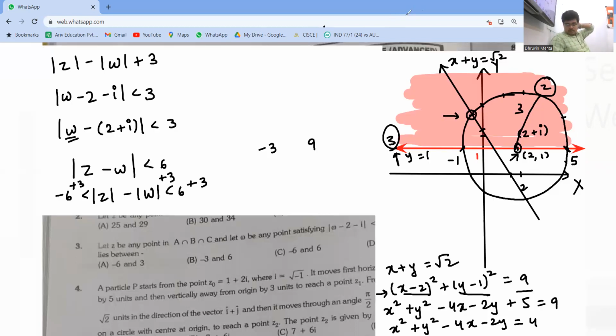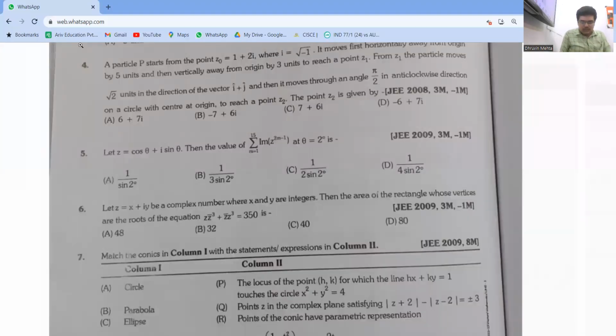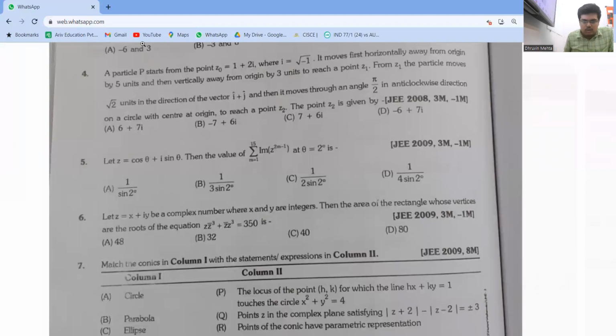Right. So a particle P starts from the point Z0, which is 1 plus 2i. It moves first horizontally away from the origin by 5 units and then vertically away from the origin by 3 units to reach a point Z1. So guys, first you will have to tell me the coordinates of Z1.